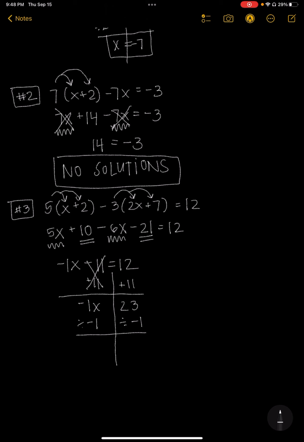We have to divide by negative 1 and not just 1 because we want to get rid of the negative as well. So these negative 1s cancel out on the left side. We're just left with x, and then we've got 23 divided by negative 1 on the right side, which gives me negative 23. And that is my answer.